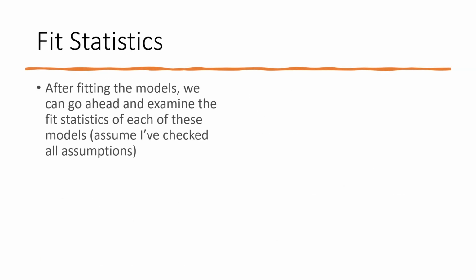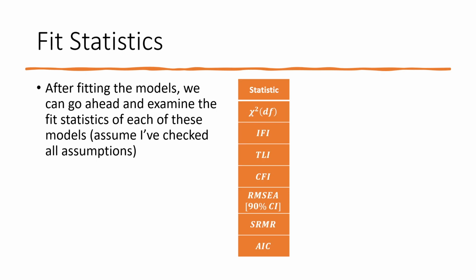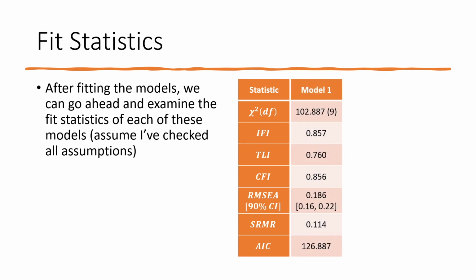All right. After fitting the models, we can go ahead and look at the fit statistics for each of these, assuming I've checked all the assumptions behind the scenes. In this analysis I'm going to look at the chi-squared and degrees of freedom. Normally that's reported with a p-value, but I'm going to skip that for this case. Then the IFI, the TLI, the CFI, and the RMSEA with a 90% confidence interval. For the purposes of this class, I'm not going to worry about the confidence interval; I'm just going to look at the RMSEA number itself. Then the SRMR and the AIC, which again can't be interpreted without comparable models.